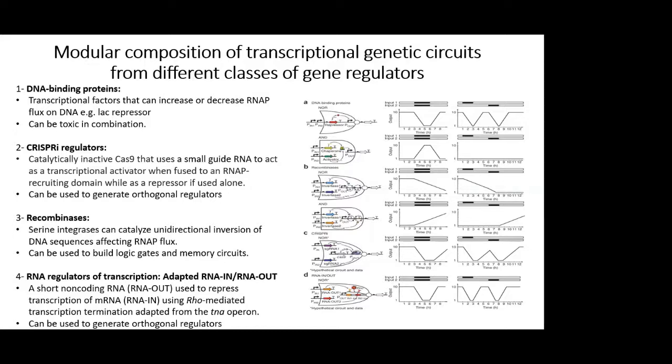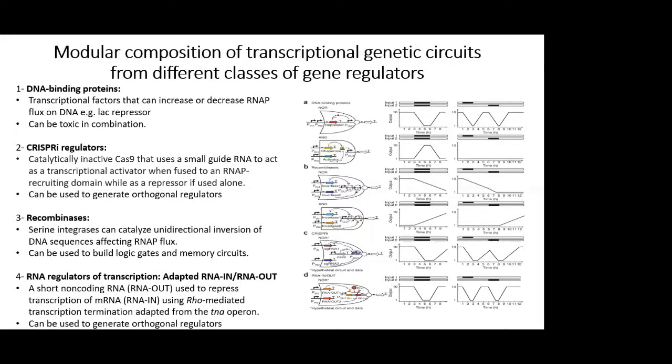Also, we have another class of regulator called RNA regulators. This is an engineered form of regulator, just like CRISPR regulators. This simply uses a system called RNA in, RNA out. It is simply a short non-coding RNA, called RNA out. This non-coding RNA acts as a transcription repressor of our mRNA of interest, which we call RNA in, using Rho-mediated transcription termination.